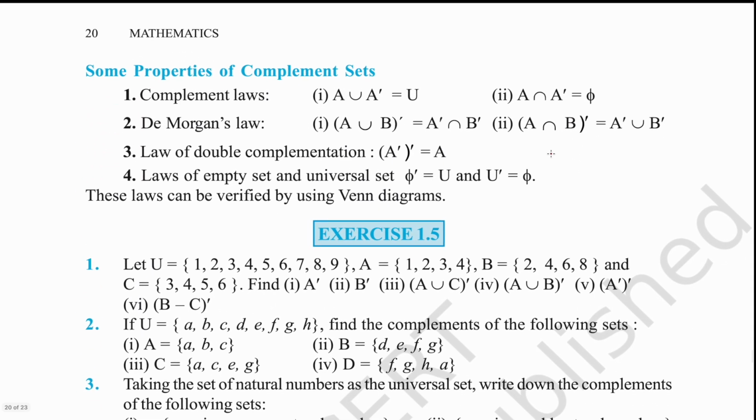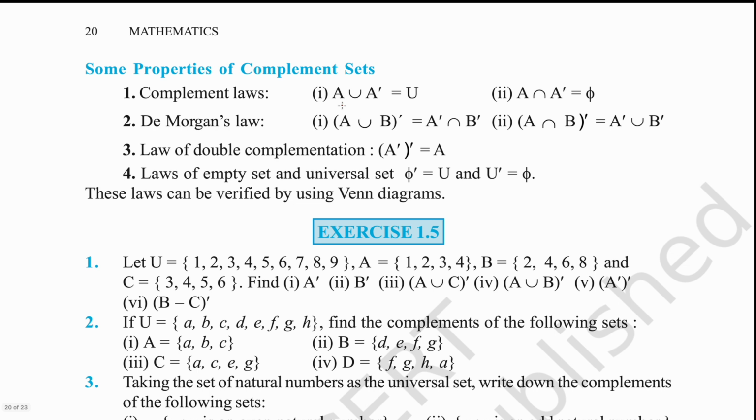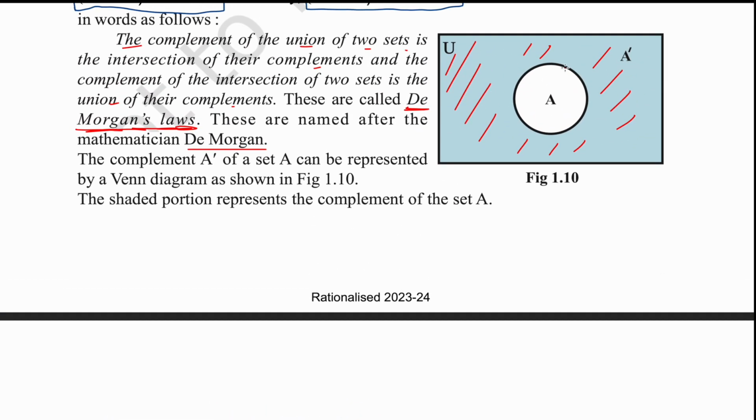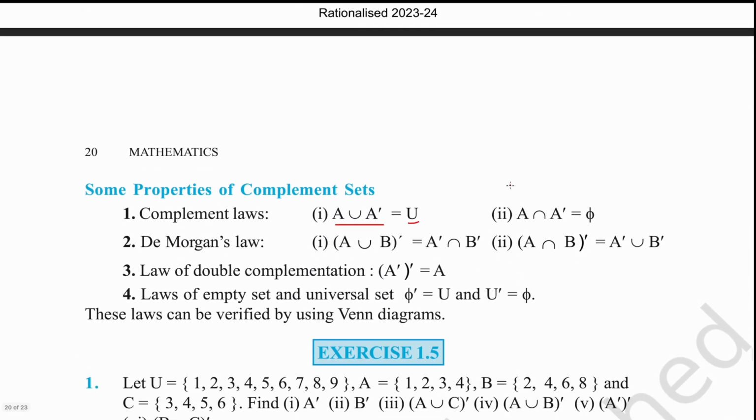Okay, so some common properties of complement of a set. A union A complement will give you the entire universal set. From here you can clearly see, you have A complement as the shaded region and A as this region. So if you take the union of the two, you'll get the entire universal set, right? The second is A intersection A complement is phi.